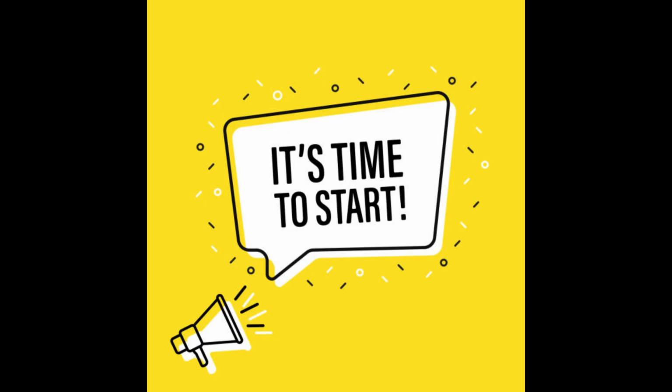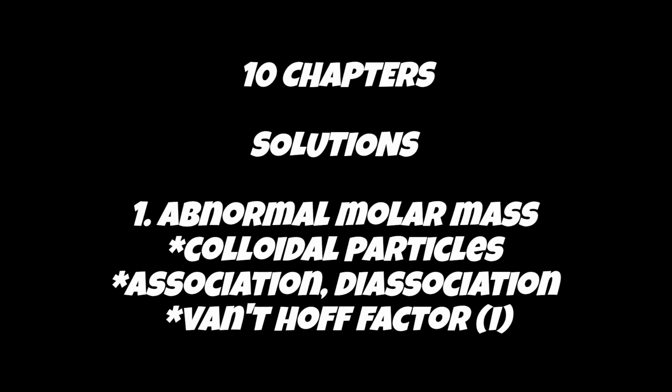So let's get started. First of all, you will have 10 chapters in it, in which your first chapter is solutions, which is your physical chemistry. In this, your most important topic is abnormal molar mass, in which you will get observed molar mass not equal to theoretical molar mass, and along with that colloidal particles, association, dissociation, Van 't Hoff factor, and then the formula of abnormal molar mass. You have to cover all this within this topic. If you do this much, then it is enough for you.